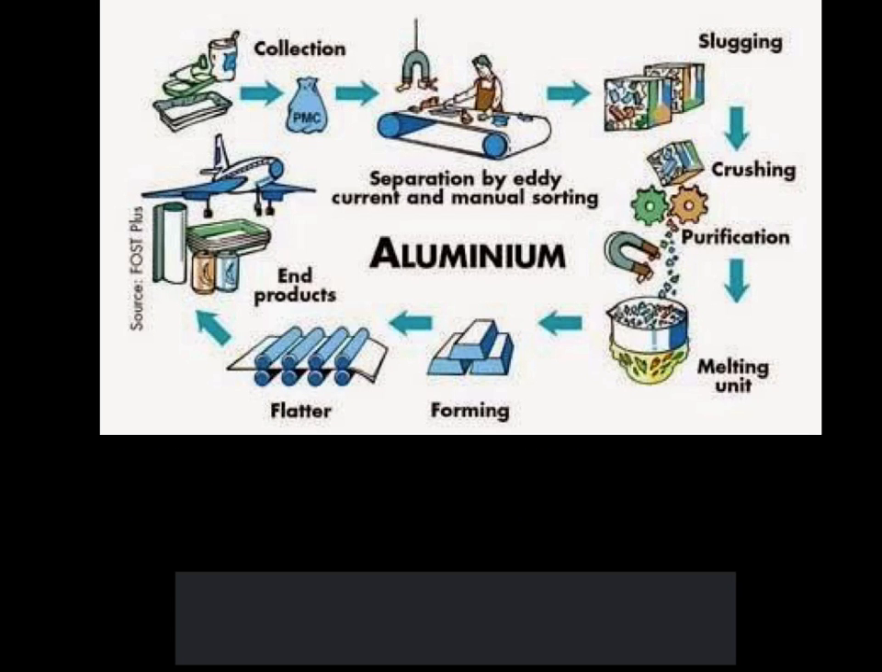Here we have a flow diagram showing the different stages of recycling of aluminium. We can see we have collection, then separating out into the different parts, gradually crushing and purifying before melting it. This melted aluminium, exactly as it would be from the electrolysis of aluminium, which we looked at previously, will be formed, flattened, and then turned into end products. For example, tinfoil, Coke cans, and aeroplanes.